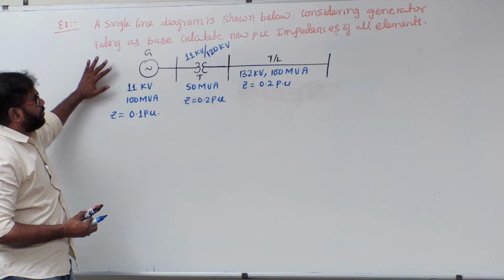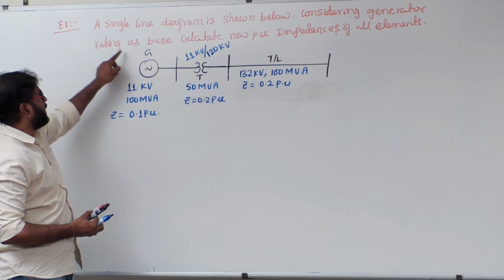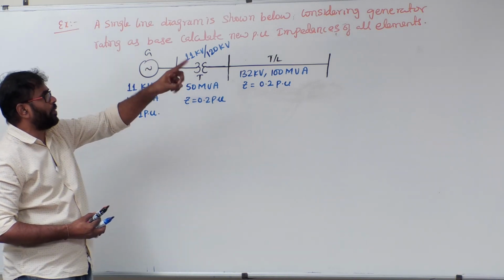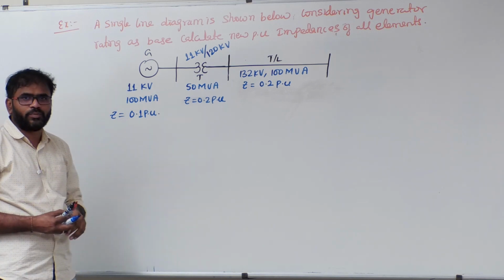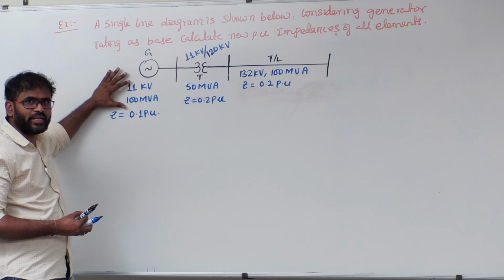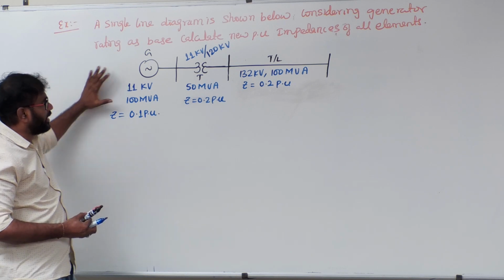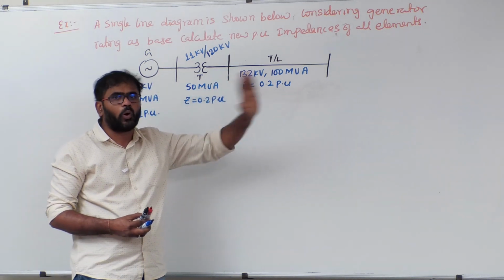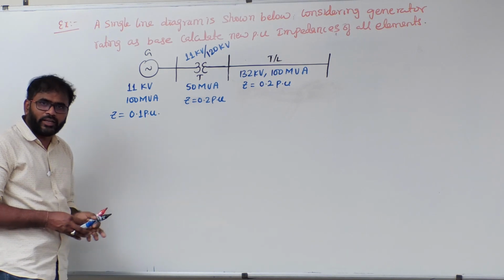Now we will solve this example. A single line diagram is shown below. Considering generator rating as base, calculate the new per unit impedances of all the elements. It is clearly mentioned. What is the base you need to consider? Generator rating as base. You need to calculate the new per unit impedances of all the elements. Okay, clear.